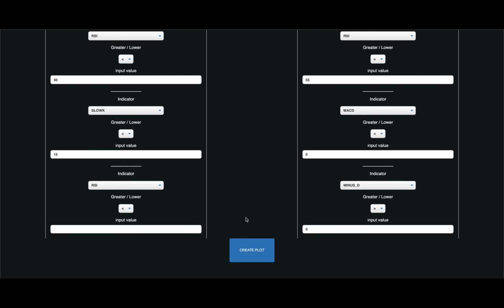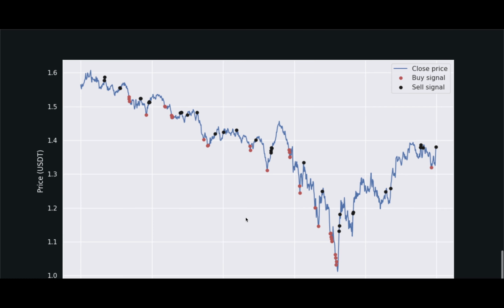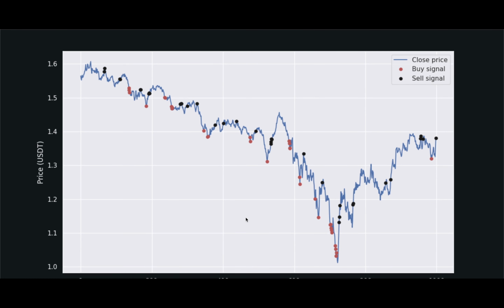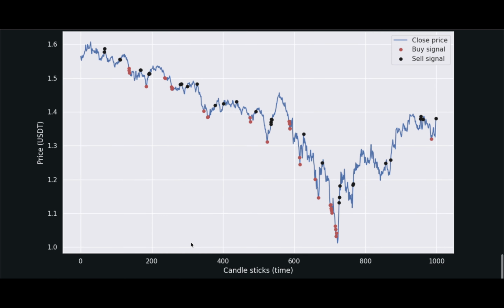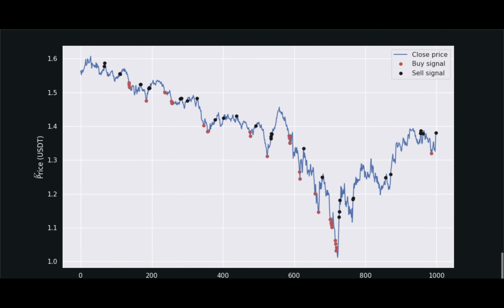We click on it, let's wait a moment, and here it is. As you can see, there are black and red dots. Moreover, there is the close price. This is the close price of each candlestick in this amount of time, and this is the price in USDT of the specific coin. So in this case it's ADA.